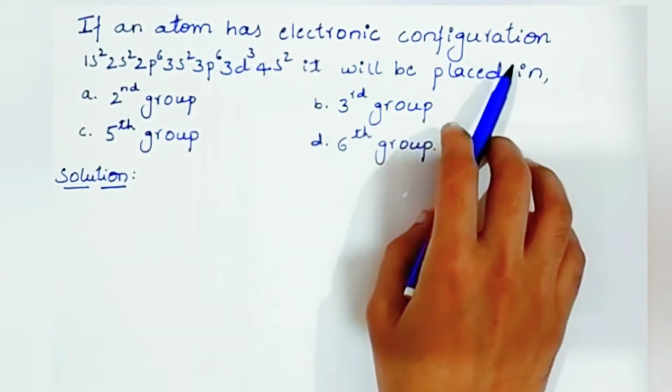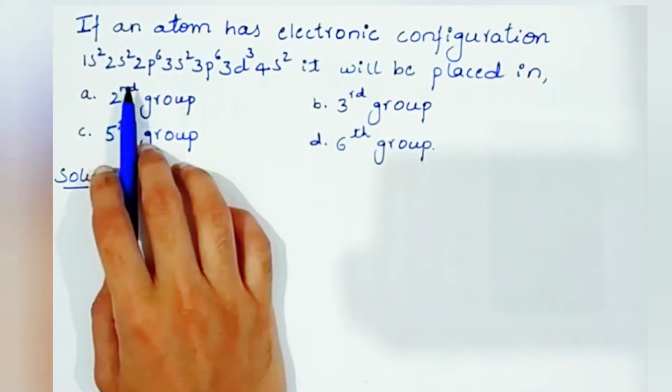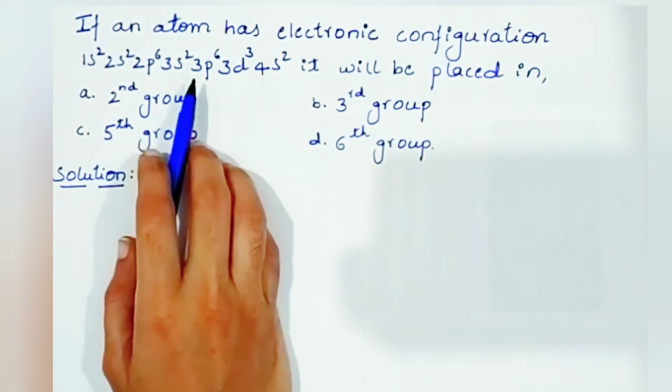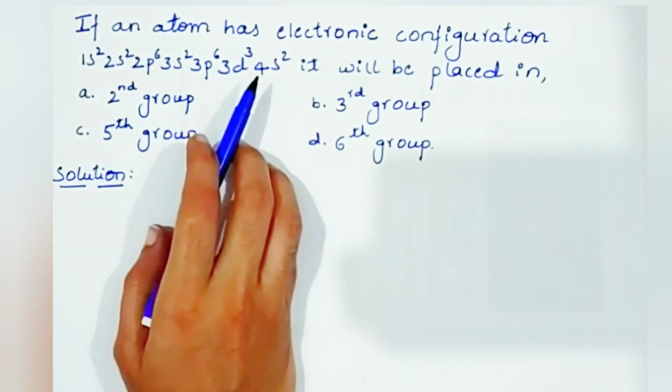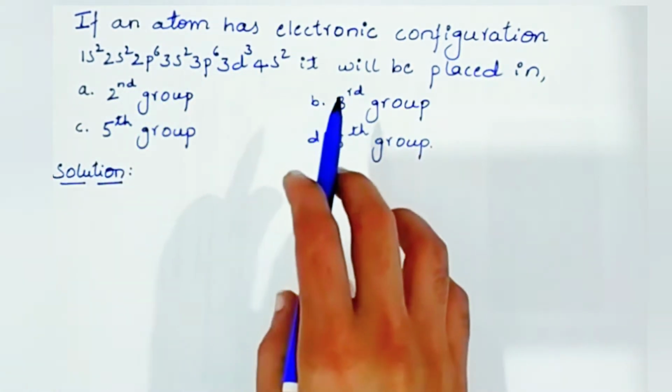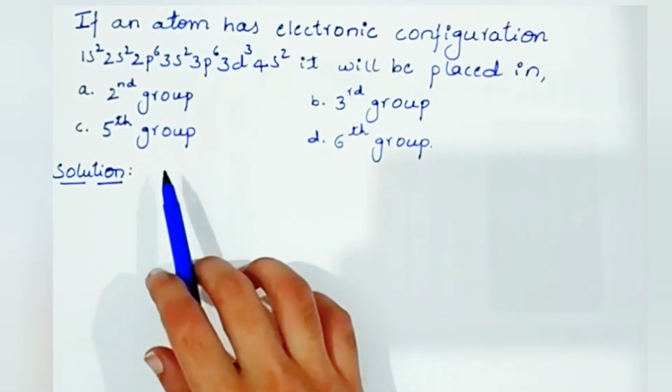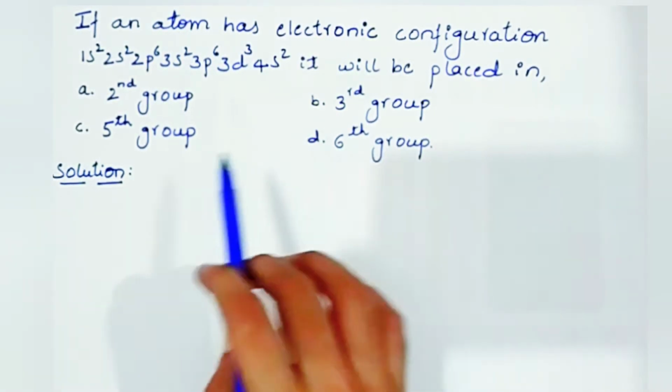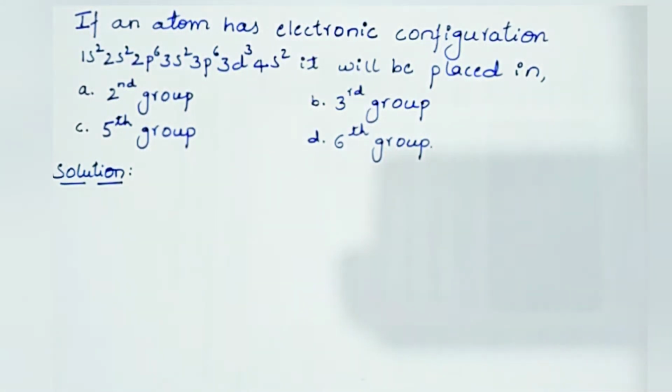Let us discuss the question. If an atom has electronic configuration 1s2, 2s2, 2p6, 3s2, 3p6, 3d3, 4s2, it will be placed in option A second group, option B third group, option C fifth group, option D sixth group. So let us find the solution.